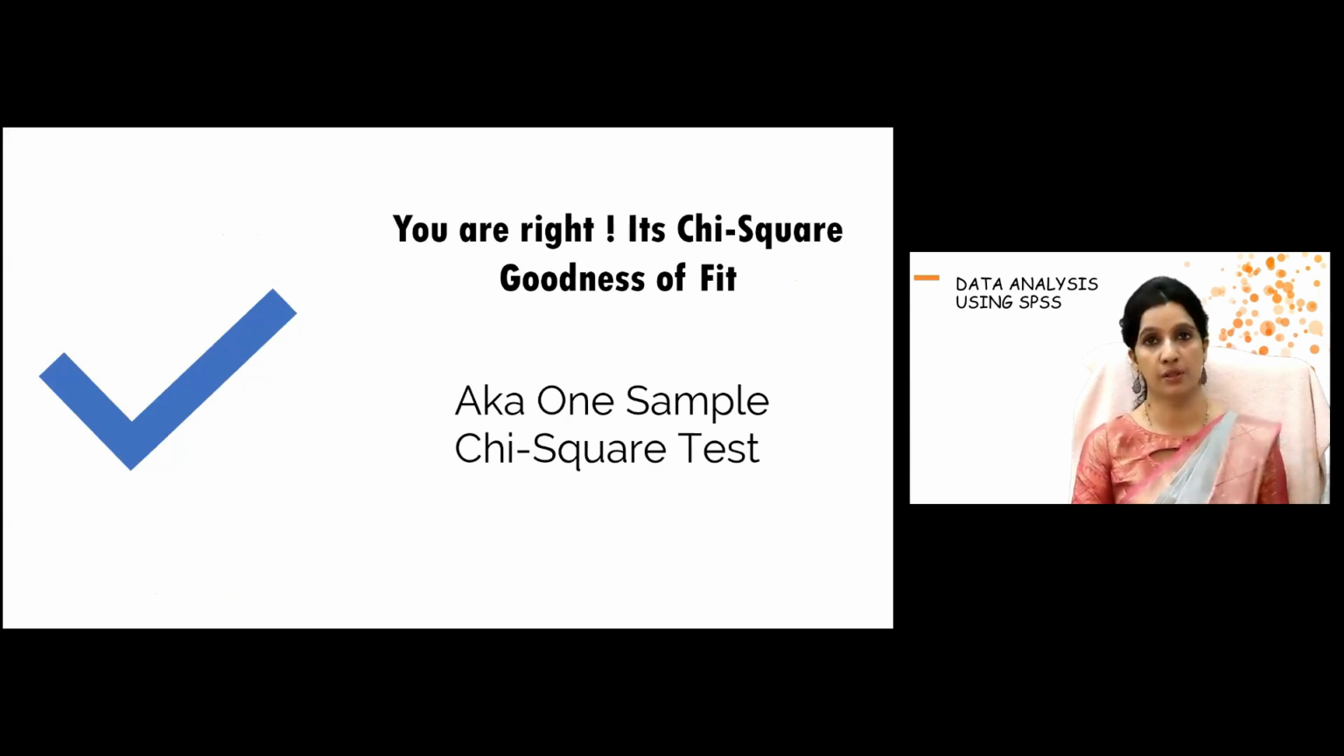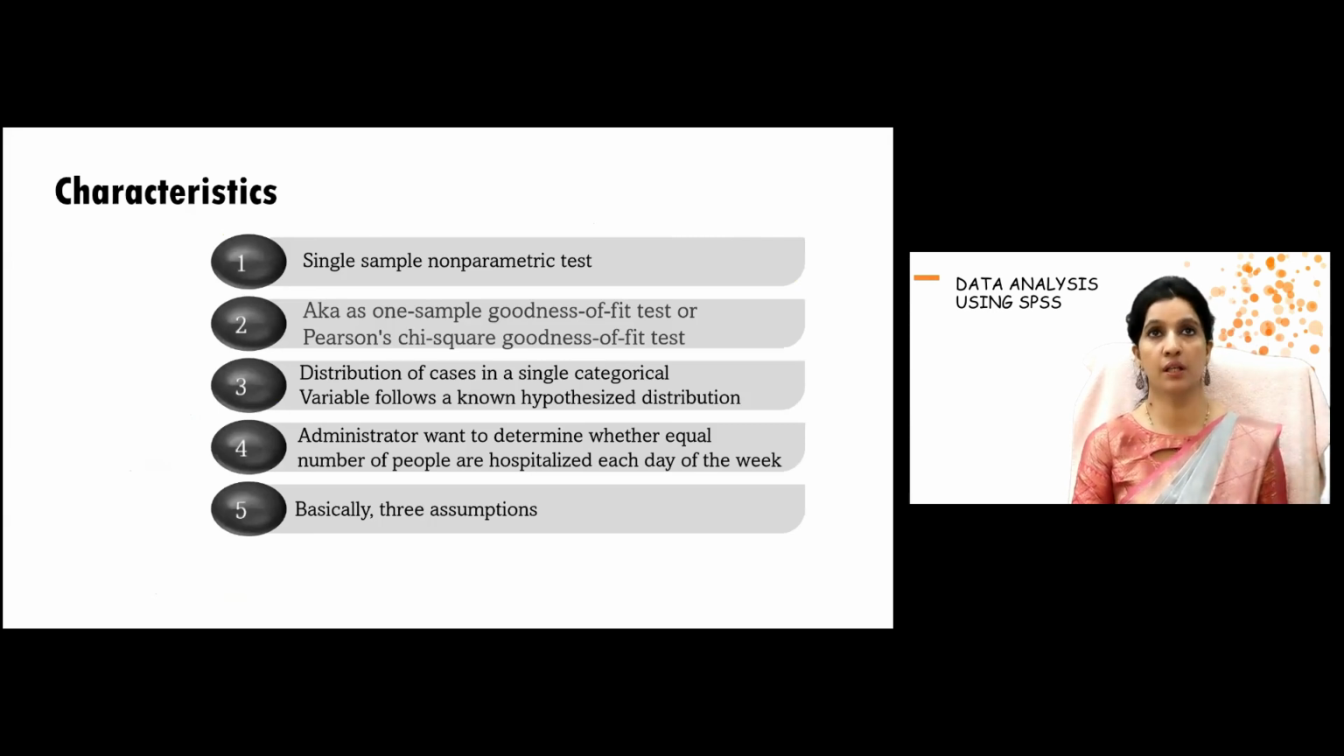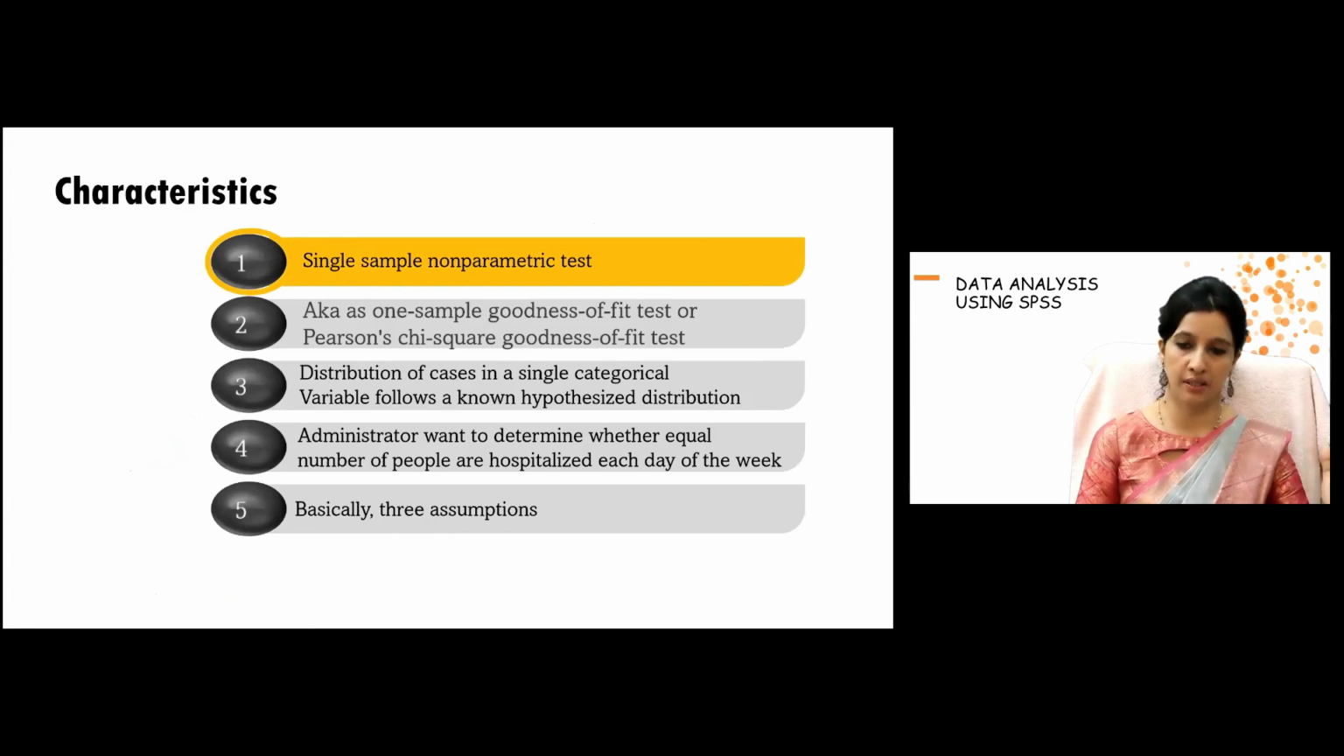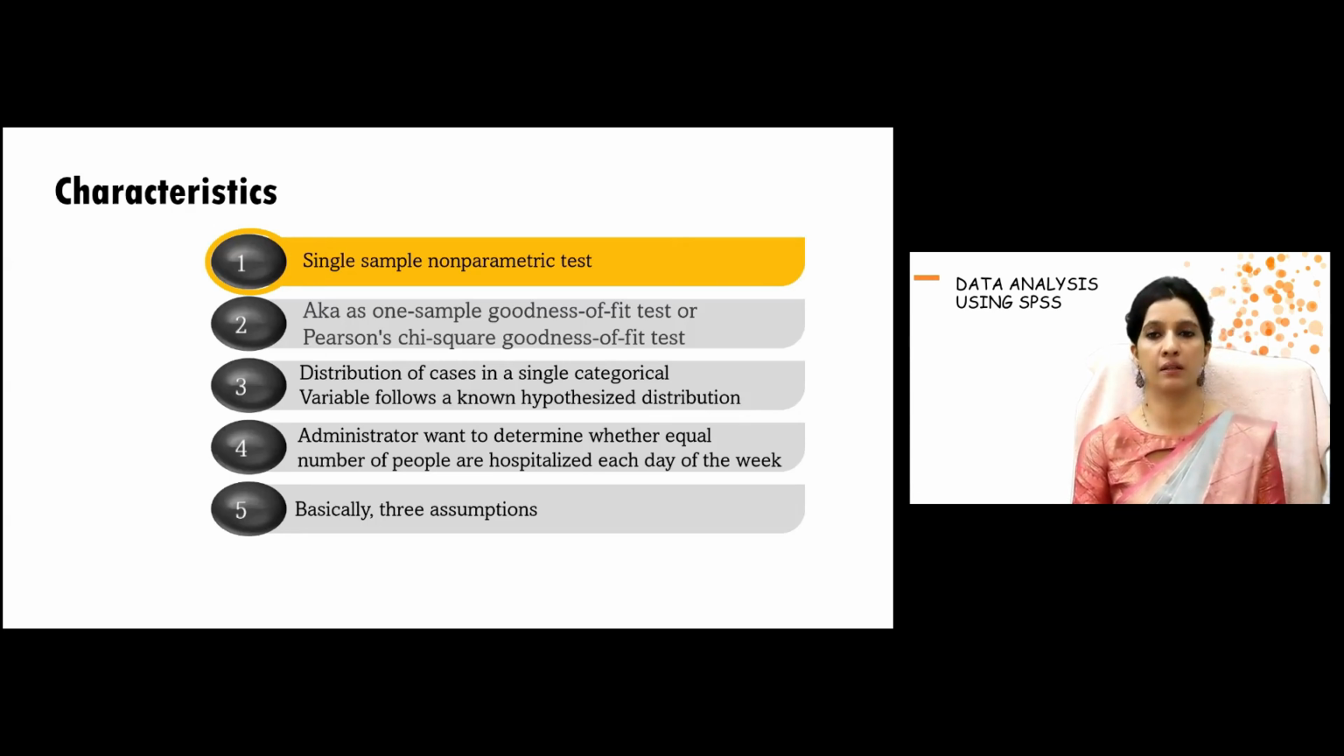Now we have seen the assumptions of the chi-square test of association, and here also we will see those assumptions. The first assumption is that it is a single sample non-parametric test. We will see what normality is, and what is not normal, maybe in the coming sessions. So it is known that a chi-square is a non-parametric test. It is also known as the one sample goodness of fit test, or Pearson's chi-square goodness of fit test.